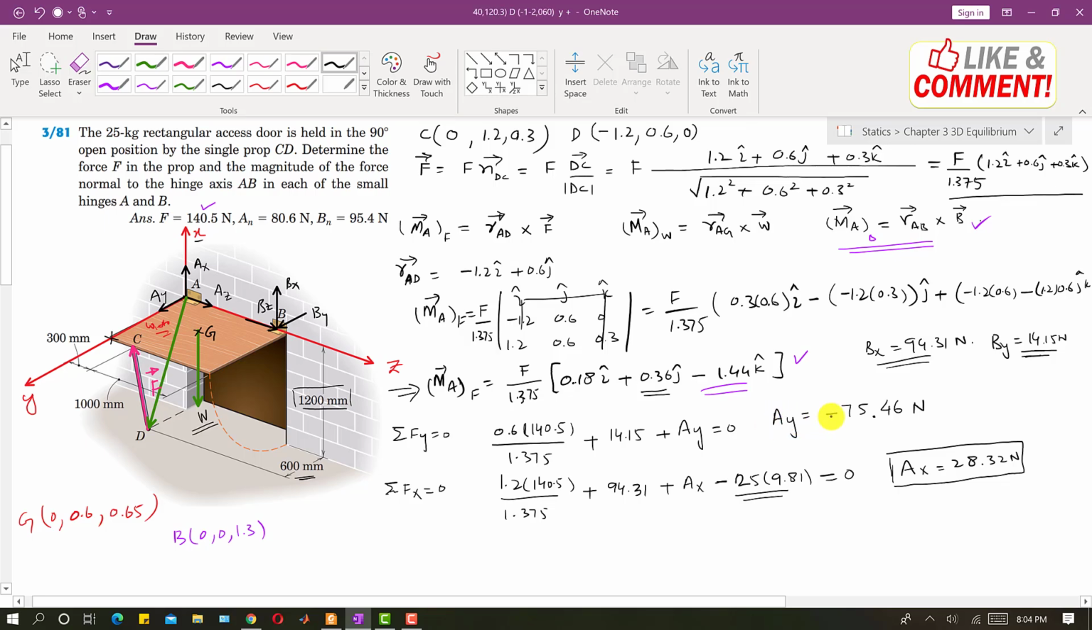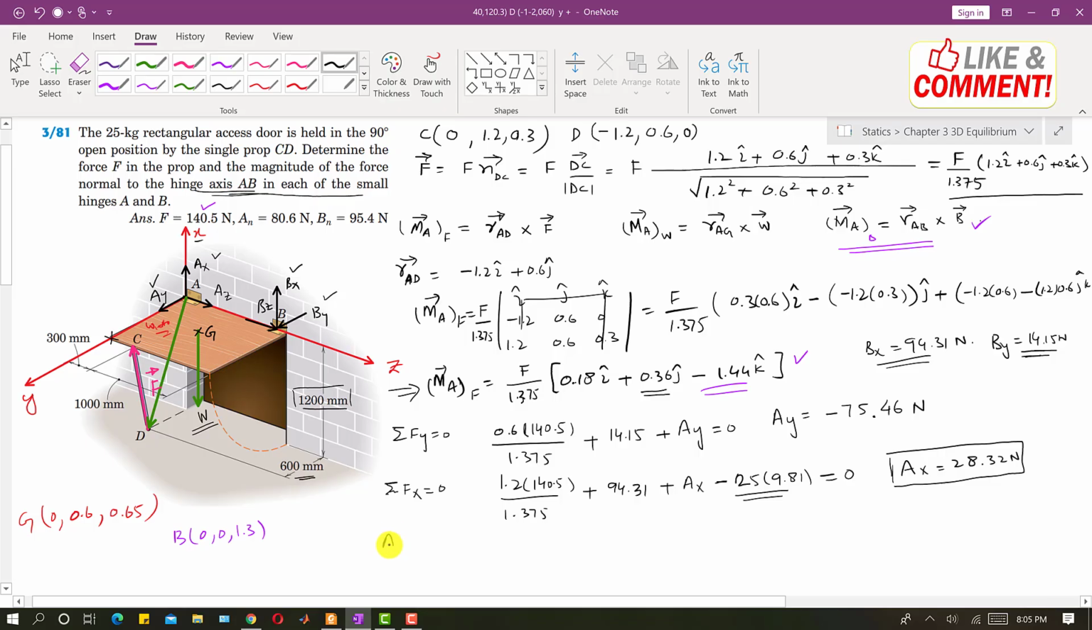As we can see, the magnitude of this Ay comes out to be negative. This means that in reality the Ay is acting in the opposite direction, so we have to reverse the direction of this Ay. Now in this problem, it is said to determine the force F magnitude and the magnitude of the force normal to the hinge axis AB. So we have to find the magnitude of the reactions which are normal to these two hinges. This Bx and this By are normal to the B hinge, and Ax and Ay are normal to this hinge. So we are only asked to find the magnitude of Ax, Ay, Bx and By.